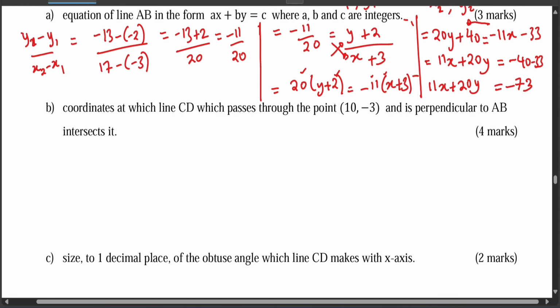Sawa. Now let's go to the other question. Question B. Coordinates at which line CD tena.